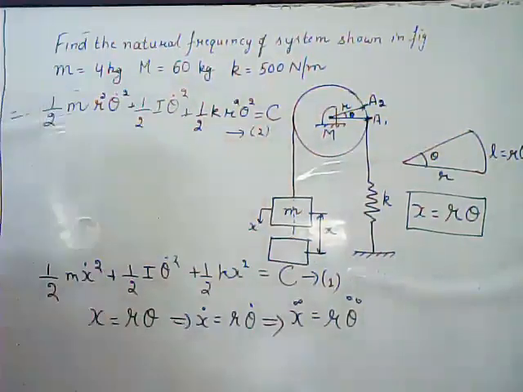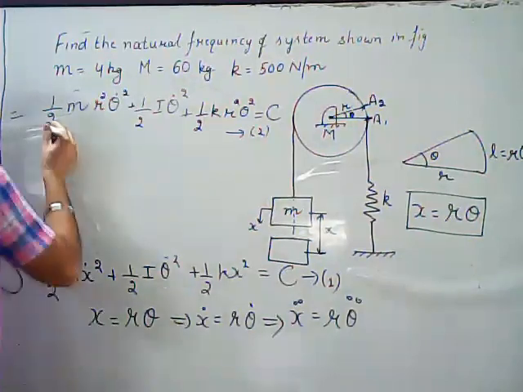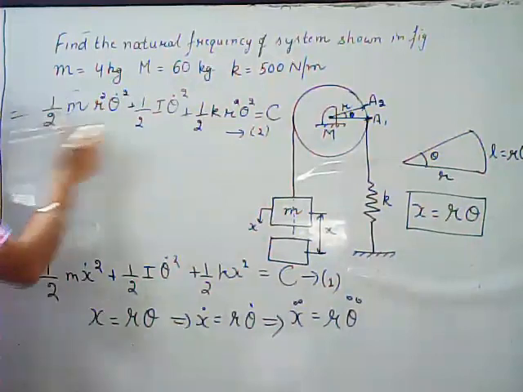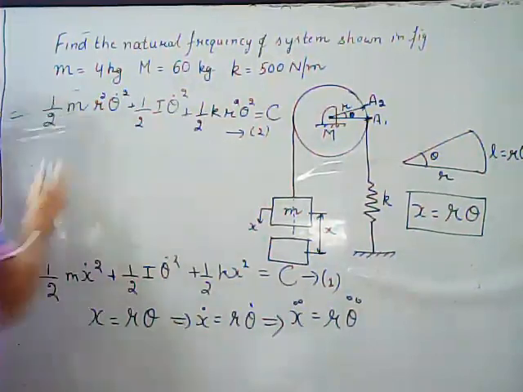So differentiating equation number 2 with respect to time, first of all, 1/2 will be common, so it will be cancelled.